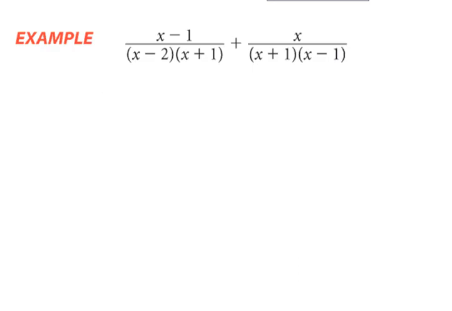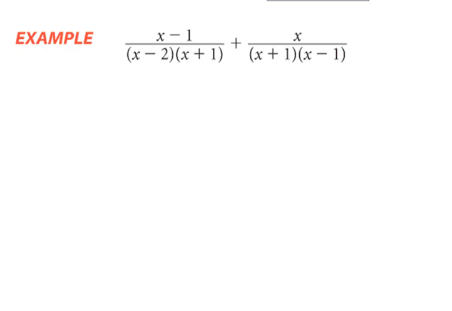In the first example, we are adding these two rational functions together. Of course, whatever we add, we must have a common denominator. You can see here that we do not have a common denominator, so we need to get one. The fraction on the left has the denominator x minus 2 times x plus 1. The fraction on the right has a denominator x plus 1 times x minus 1.